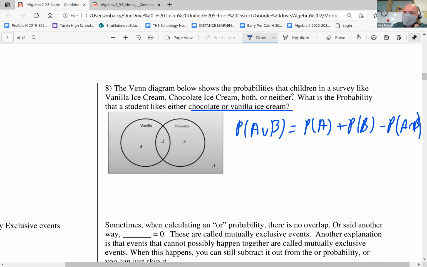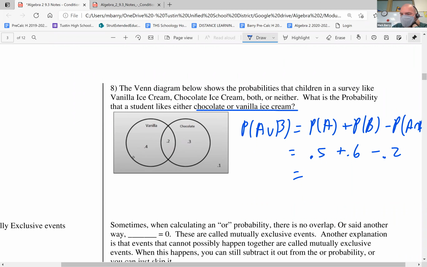The probability that she likes chocolate is 0.5, and I got that by doing 0.2 plus 0.3, because 0.2 and 0.3 are both chocolate. Then the vanilla would be 0.6 if I just did probability of vanilla on its own, because that's the 0.4 plus the 0.2. Then I have to subtract out the 0.2, because I counted that twice. You can see it was part of the 0.5 and the 0.6. That would give me 0.9, so 90%.